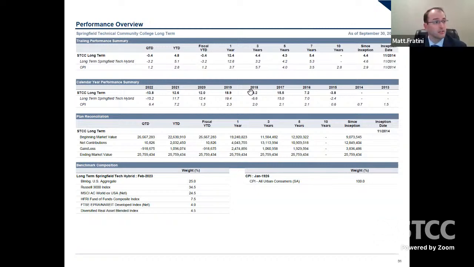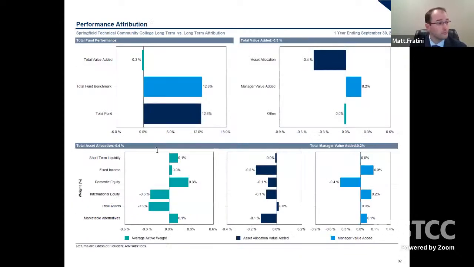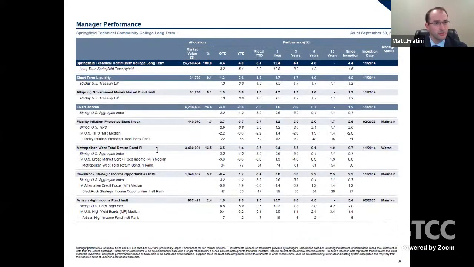What does that mean in dollar terms? Looking at the lower half of the page, portfolio finished off the third quarter at $25,759,000. That represents an investment loss of approximately $918,000. Just transitioning to the investment managers, we'll keep this high level from an asset class standpoint.